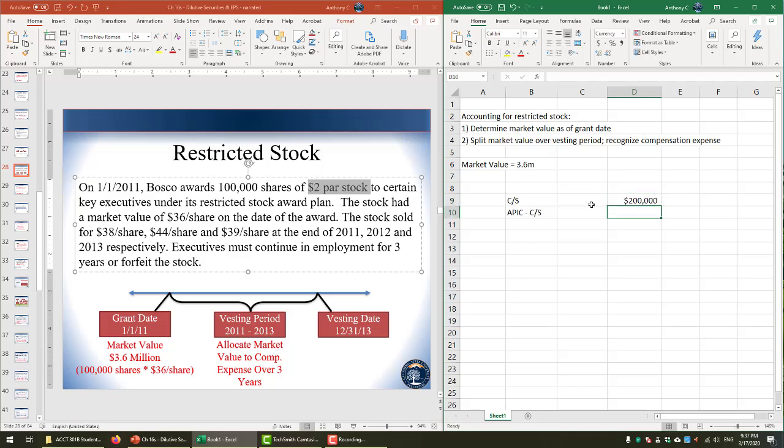The issue price of this common stock is essentially the market value. As we learned, APIC captures the excess of the issue price over par. So the difference between 3.6 million and 200,000 is the other 3.4 million. The debit in this case is going to be to an account called unearned compensation, which is just an equity account, and we're going to make a debit here for the full $3.6 million of stock that's going to be paid out to the employees at a later date.